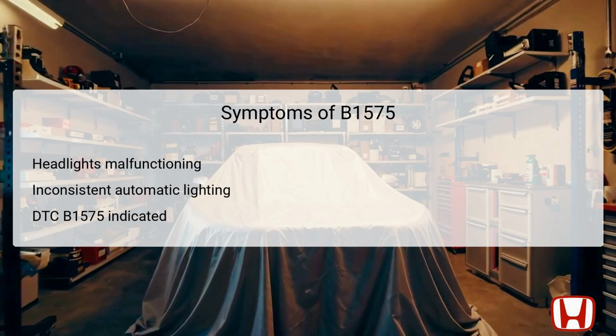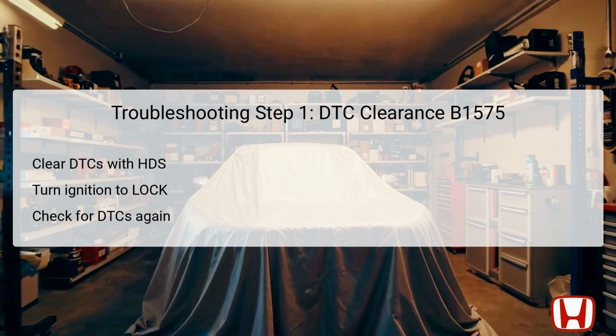Observing these symptoms is crucial as they directly impact the safety and functionality of the vehicle during night driving or low-light conditions. The first step in troubleshooting the DTC B1575 involves verifying whether the error can be replicated. Begin by clearing all DTCs using the Honda Diagnostics System, also known as HDS. After clearing the codes, turn the ignition switch to the lock position and then back to on. This process resets the electronic systems of the vehicle.